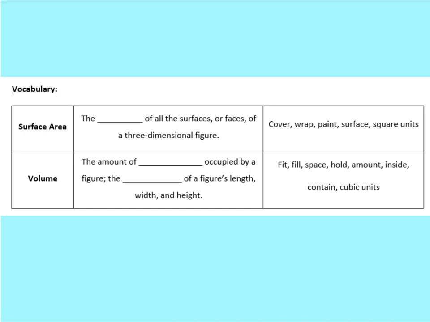In today's video, you're going to be learning about surface area and volume of cylinders and rectangular prisms. We're going to start off our notes by talking about the two definitions for surface area and volume.